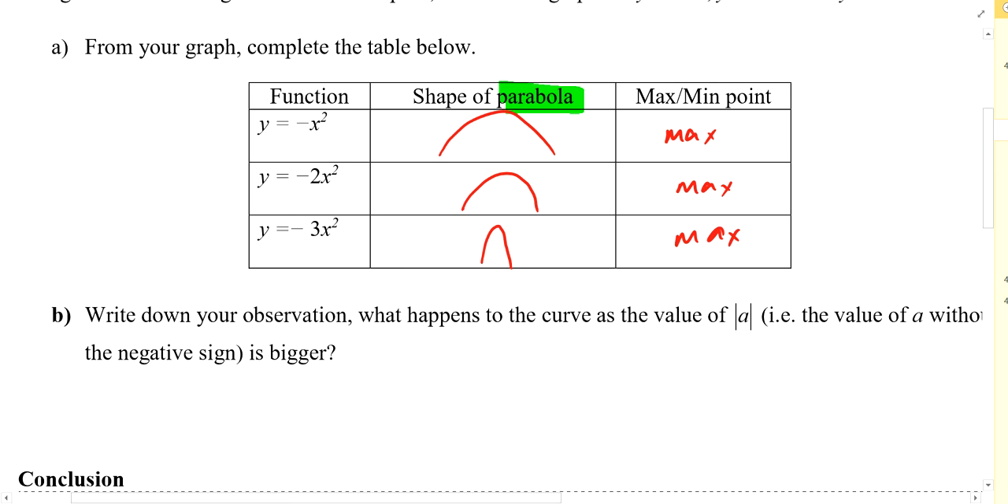Okay, last part, last bit already. What happens to the curve as the value of, okay, this one over here is modulus A, but you haven't learned it yet. Basically, they're asking you, ignore the minus sign. What happens as the coefficient without the negative sign becomes bigger? So instead of minus 3, it becomes minus 4, minus 5, minus 6. What happens to the shape of the graph? Narrower also. It becomes narrower. Okay? So that's all for the lesson.